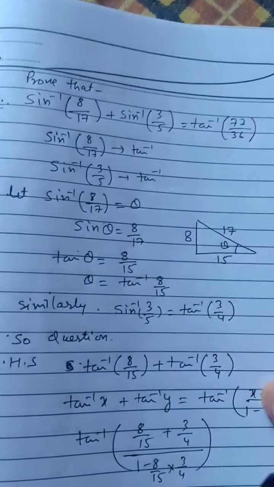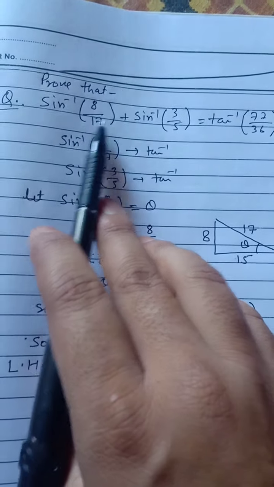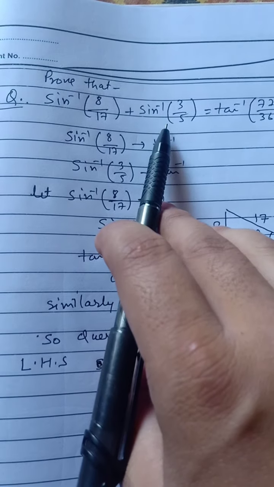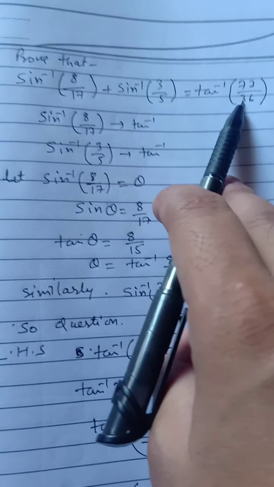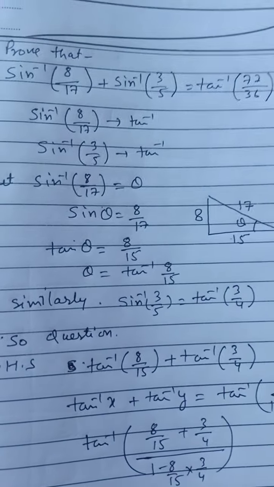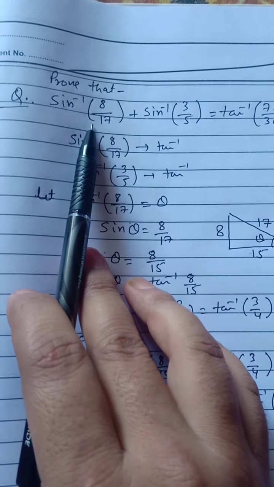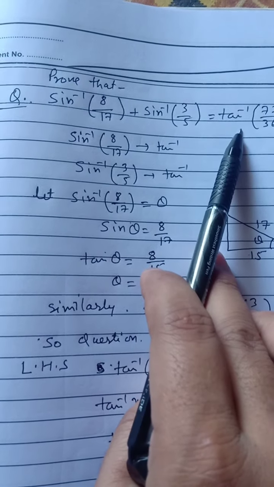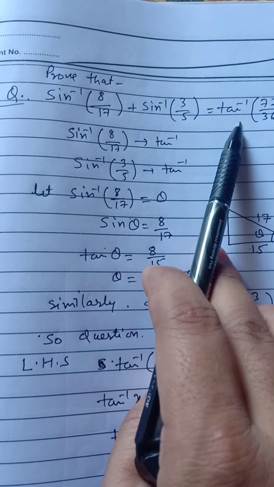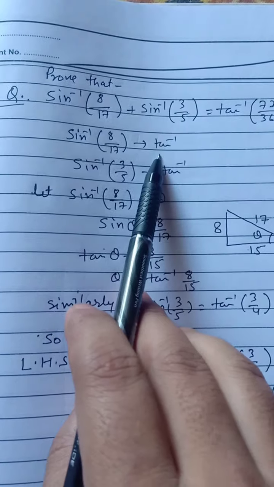In a similar way we'll solve one more problem. We have to prove that sin inverse 8 upon 17 plus sin inverse 3 upon 5 is equal to tan inverse 77 upon 36. As you can see, the left hand side of this problem is in sin inverse, and we have to prove it in the form of tan inverse. So first we will convert sin inverse into tan inverse.